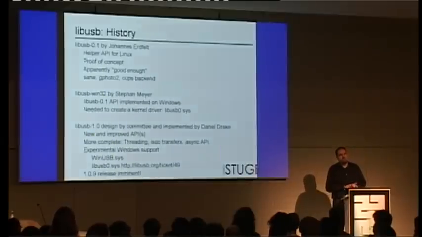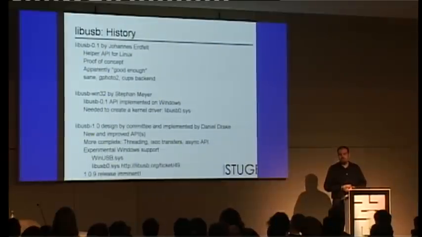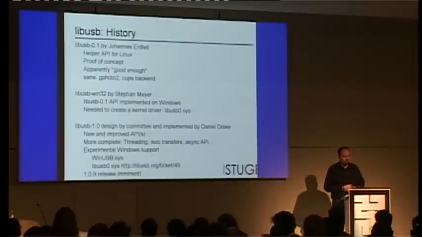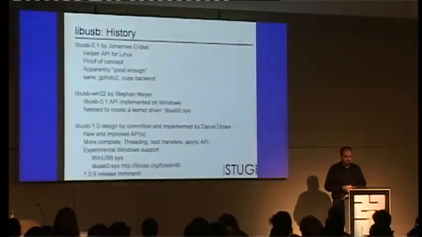However, that was implemented separately in the libusb Win32 project by Stefan Meyer. And it is the 0.1 API. It's just an implementation for Windows. And it also extends the 0.1 API and adds support for missing stuff in original libusb. And to make this work on Windows, they also needed to come up with a kernel driver, which is this libusb0.sys, which is really nice.